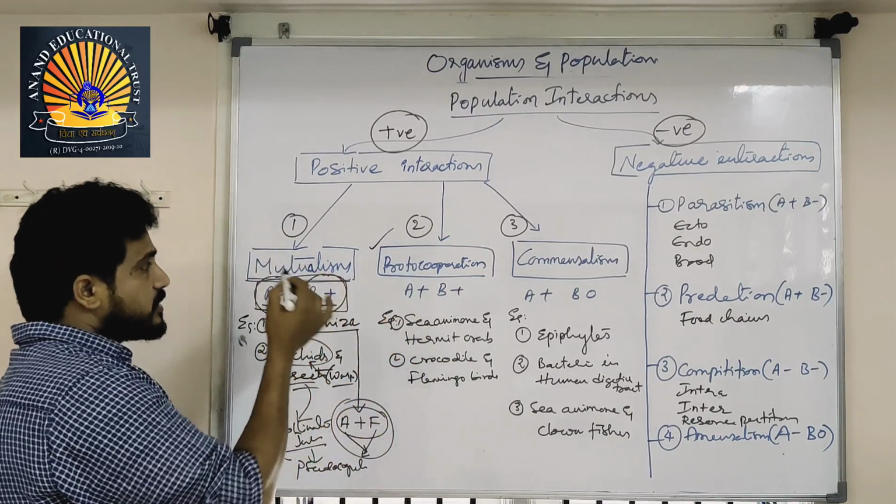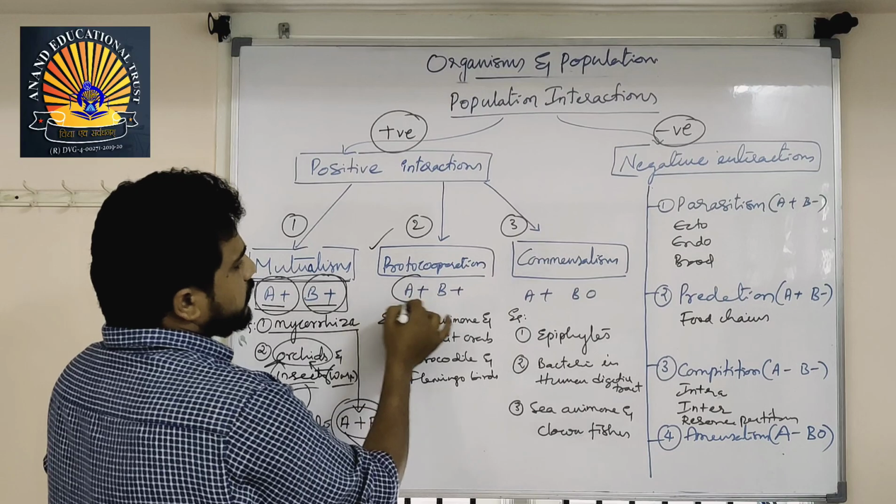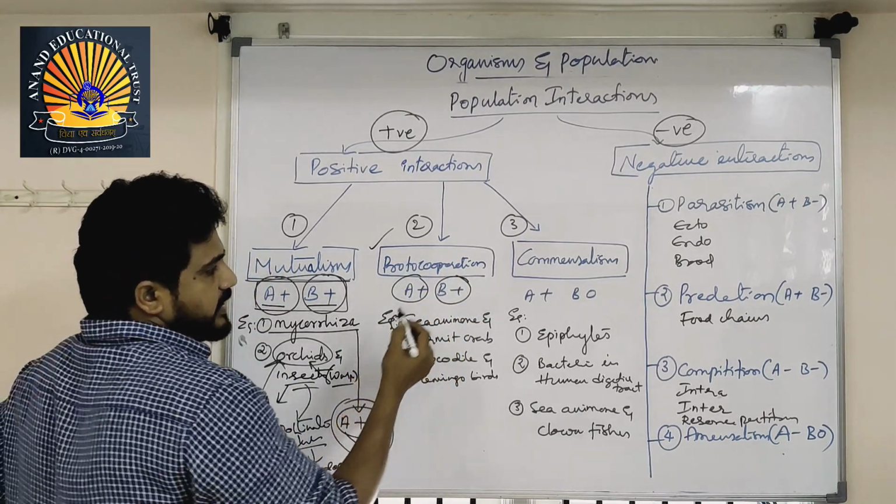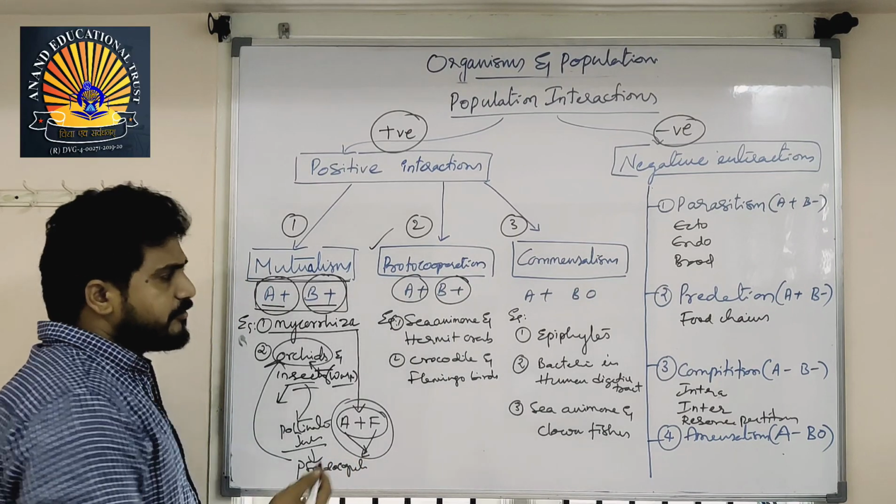The second one, which is also a kind of positive population interaction, is protocooperation. Protocooperation is just similar to mutualism. The similarity is that both organisms are getting benefit, both are plus. Whereas here the habitats are different.